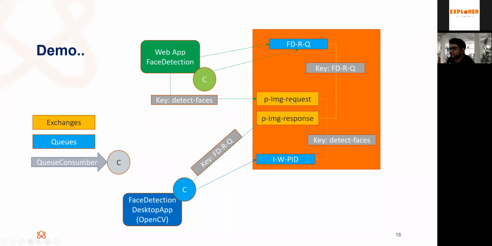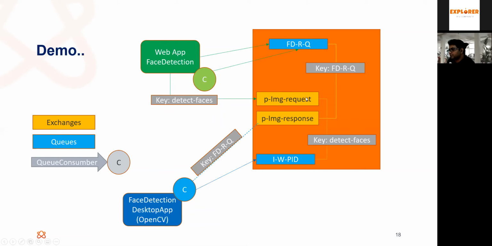Now we have two exchanges. One face detection application is connected, creates a queue with that process ID, and binds it with this key to the request exchange, and it is waiting for something to go through this exchange with this key. If something is put into this exchange with that key, it's going to come in here and get processed here. That is the one section.